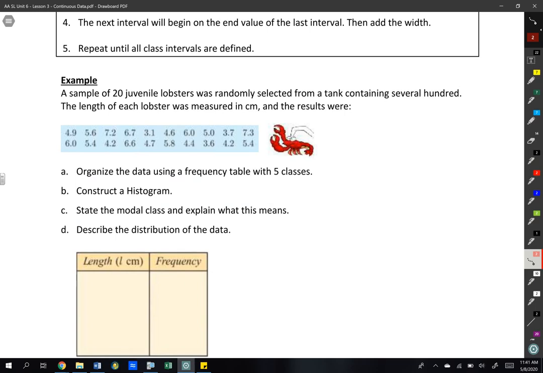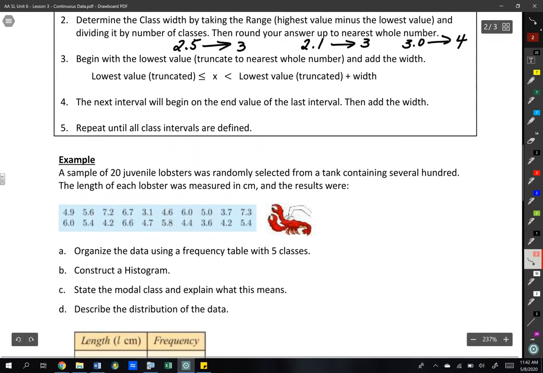A sample of 20 juvenile lobsters was randomly selected from a tank containing several hundred. The length of each lobster was measured in centimeters, and the results are given below. So the first thing we're going to do is organize the data using a frequency table with 5 classes. Okay, so how are we going to do that? First, we need to understand what the width is, all right?